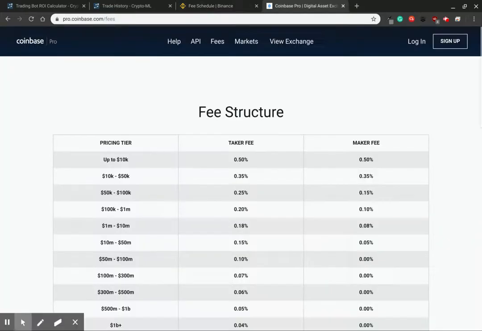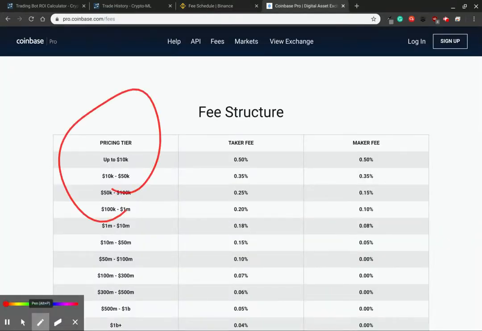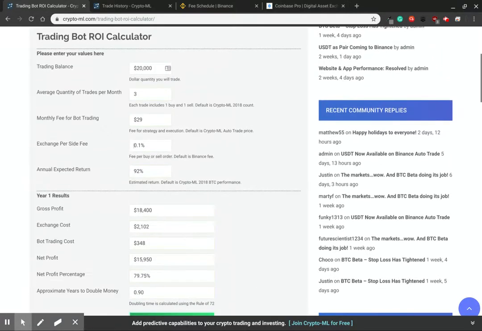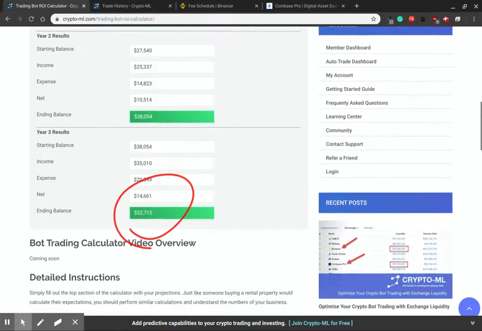If we look over at Coinbase, they have the exact same thing. Again, this is based on your 30-day volume, but the base one is 0.5%. So that's five times as much as Binance, and it goes down. So a lot of our traders are going to be somewhere here. But let's just assume the 0.5%. So if we come back and enter that here, if you remember, the bottom value was 117,000. Now that's dropped down to about 53,000.